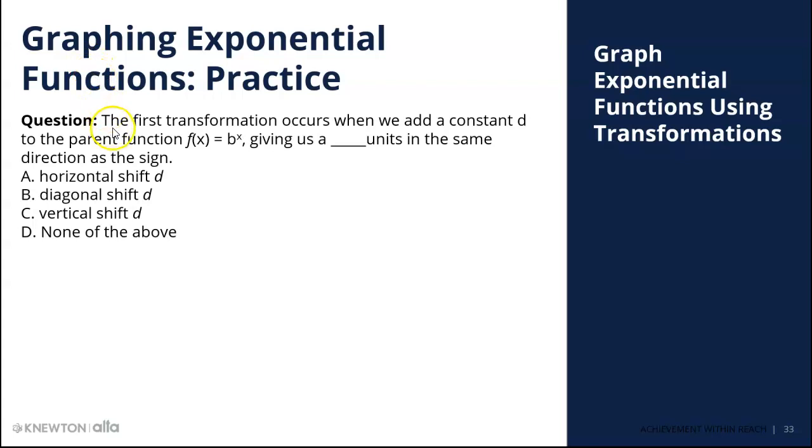Now this question here. The first transformation occurs when we add a constant d to the parent function f of x equals b to the x, giving us blank units in the same direction as the sign. So what type of shifting do we have if we add a d to this parent function here? The answer is a vertical shift d. So this gives us a vertical shift d in the same direction as the sign.